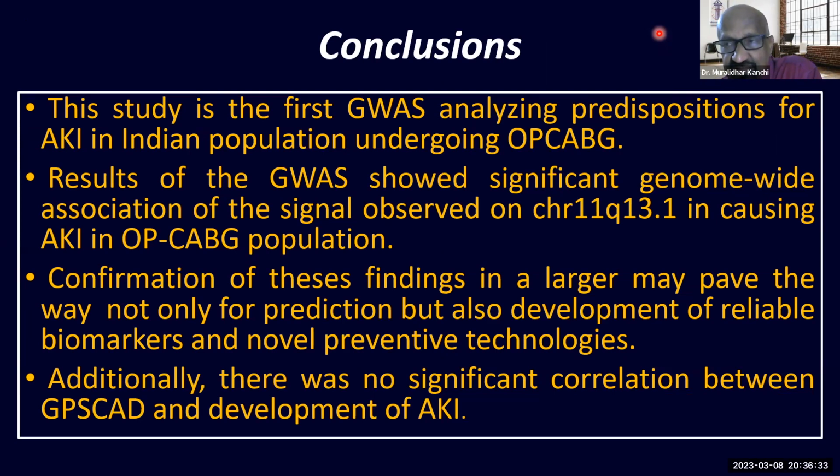concluded that there is a significant genome-wide association signal observed in chromosome 11 in causing acute kidney injury in off-pump CABG patients. And we need to confirm this in a larger subset of patients. And if our findings are confirmed, we could pave the way for development of predictive scoring systems, more reliable biomarkers, and novel preventive technologies.